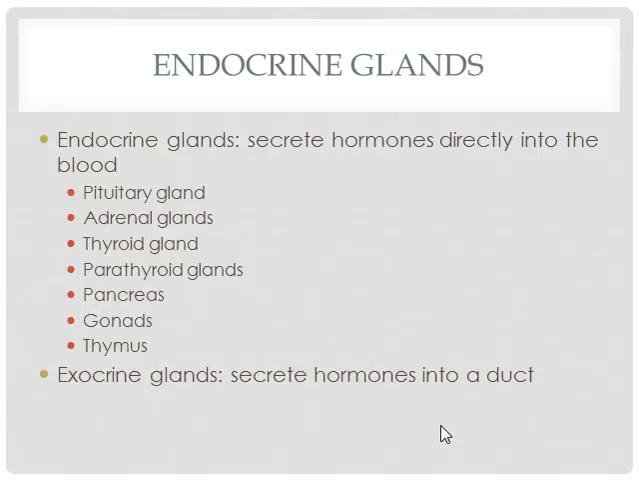Some of the endocrine glands that are secreting hormones directly into the blood would involve the pituitary gland, the adrenal glands, the thyroid gland, the parathyroid glands, the pancreas, the gonads or testes, or the thymus.